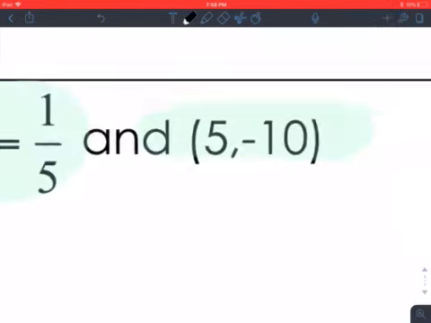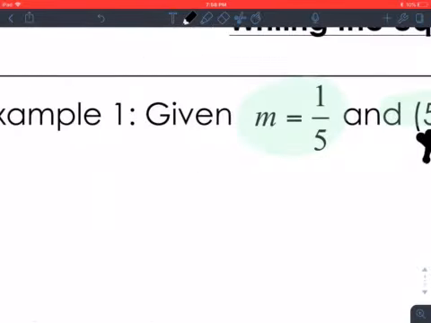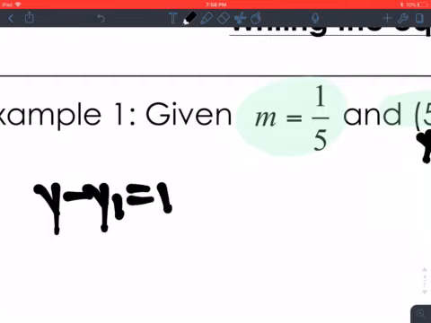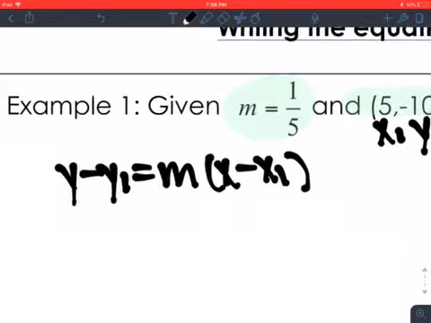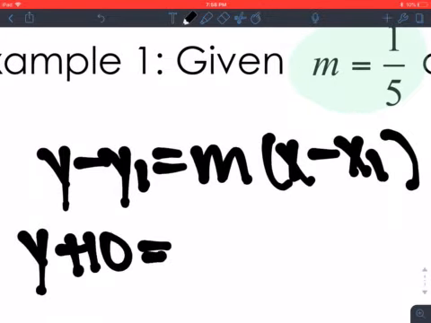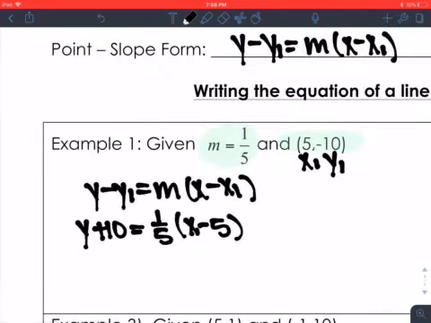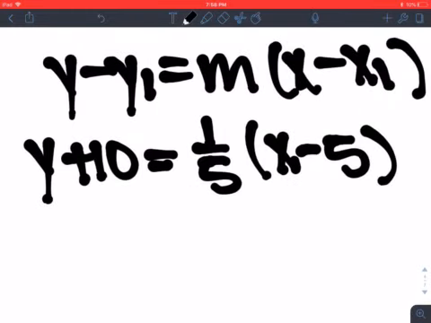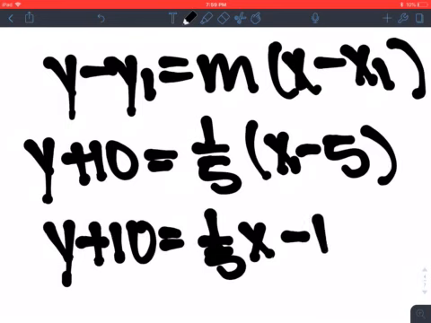So I'm going to take this point, and this is my x1, y1, and plug into y minus y1 equals m times x minus x1. My y1 is negative 10, so I plug it in. I'm going to have y plus 10 equals my slope of 1/5 times x minus 5, which is my x1. Now I look at my diagonals and I see that 5 goes into 5, so this is going to distribute nicely. So I have y plus 10 equals 1/5 x minus 1.